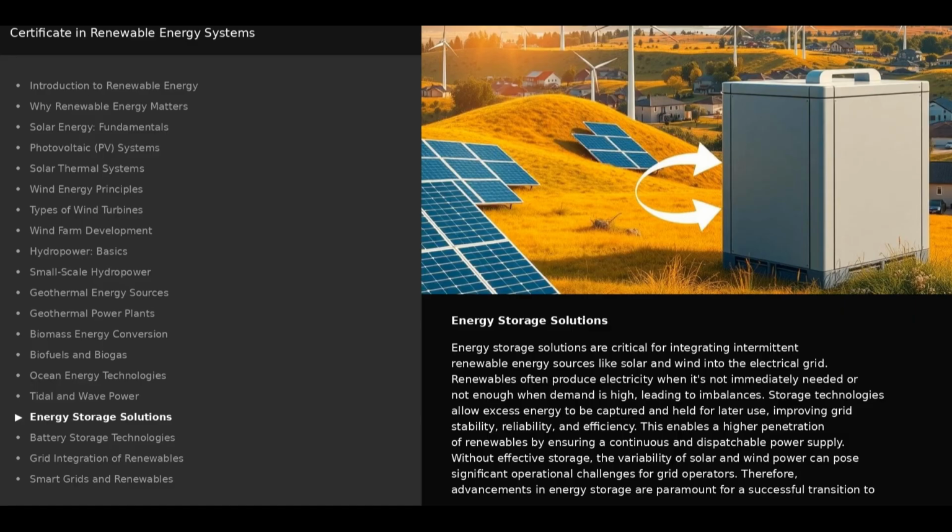This enables a higher penetration of renewables by ensuring a continuous and dispatchable power supply. Without effective storage, the variability of solar and wind power can pose significant operational challenges for grid operators.